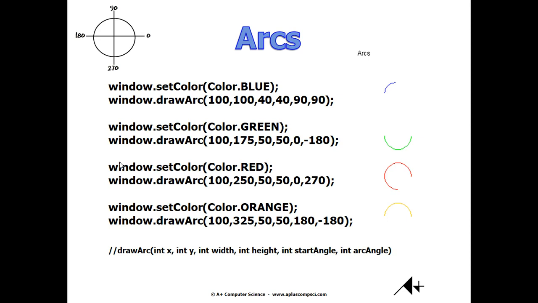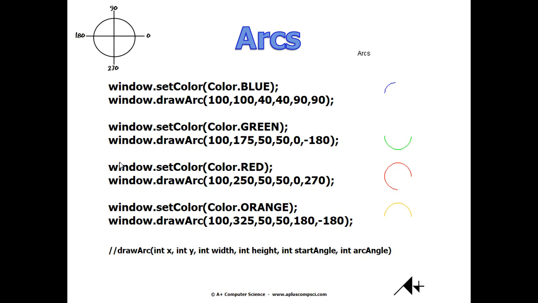And these are just an example of some of the arcs that you could draw. So this one goes from 0 to 2, this fourth one here, the red one, goes from 0 to 270 degrees. You can see it goes 3/4 of the way around the circle. This one goes from 0 to negative 180 because it starts here at the beginning and it goes clockwise at negative 180 degrees.